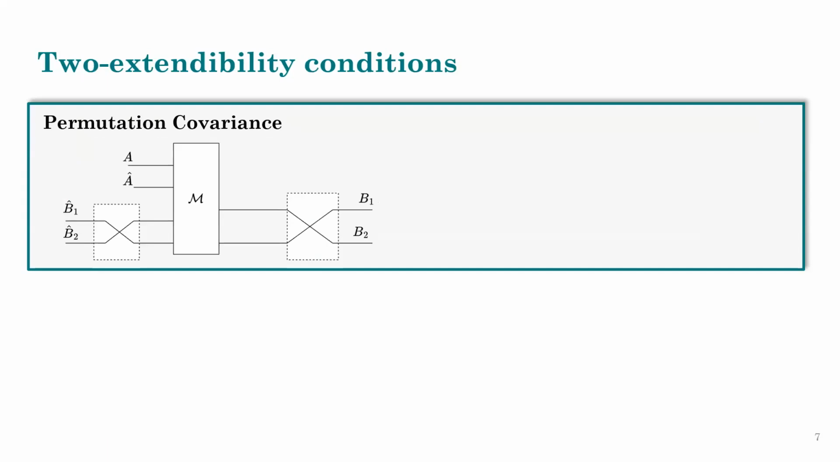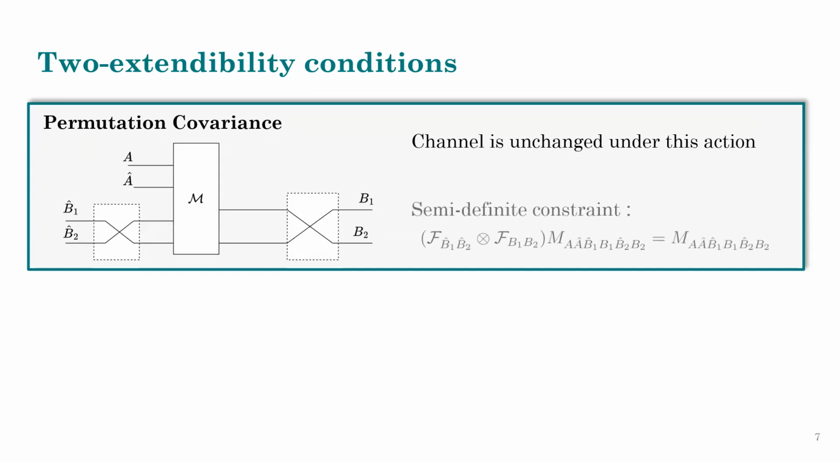So we want to add in two extendability and PPT conditions. So it looks something like this. The original channel had inputs A hat and B hat, and an output B. Now we want to extend this to another system, which is B2, and we demand that this is permutationally covariant. That means if we swap the inputs and the outputs at the same time, the channel doesn't change. So this channel remains unchanged under this action, and it can be described by a semi-definite constraint.